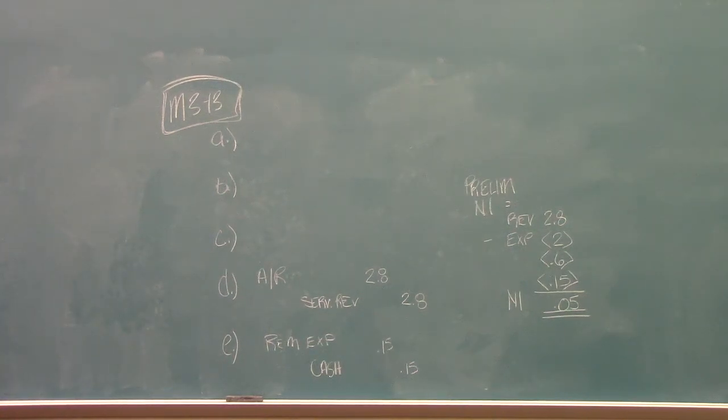Alrighty, next on our list is M313. M313 gives us a series of transactions for Quick Cleaners and asks us to prepare the accrual basis journal entries for each one of them and also a preliminary net income. I've written out some of the journal entries for us below to save some time, but we'll go over the first three together.